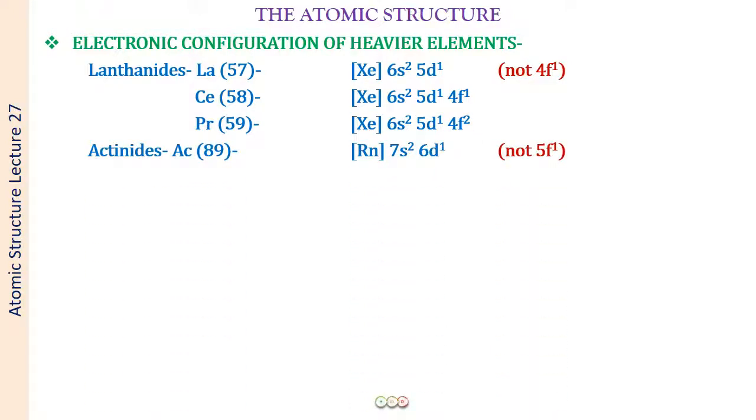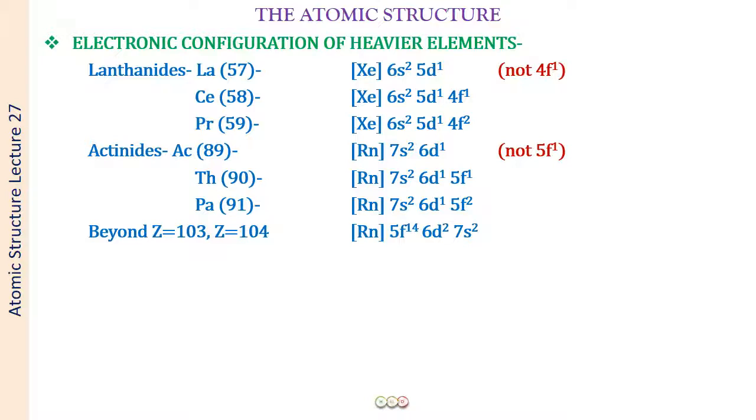Next we have the actinides. Actinium, 89, is going to have an electronic configuration of Rn, that is radon, 7s2 6d1 and not 5f1. Thorium, the next element, will have the electronic configuration 7s2 6d1 5f1. And the next we have protactinium, which is going to have 7s2 6d1 and 5f2.